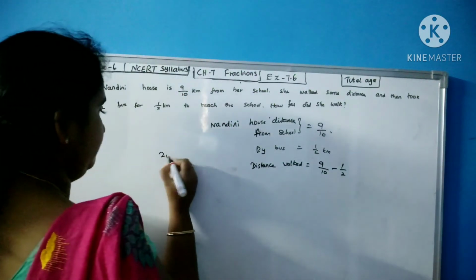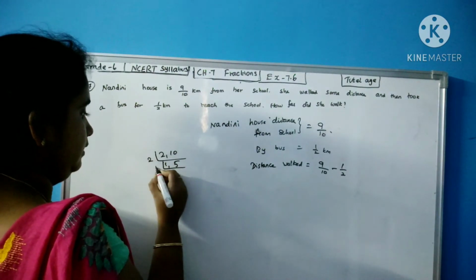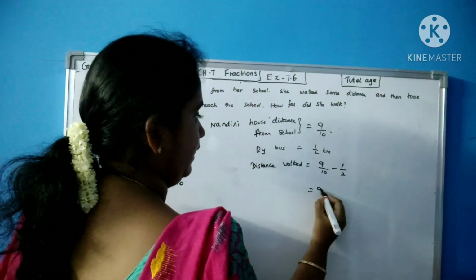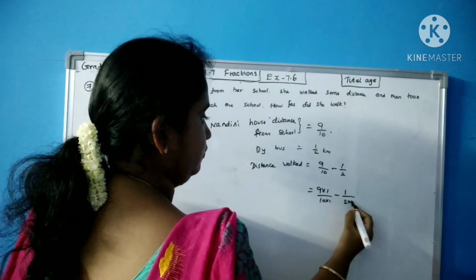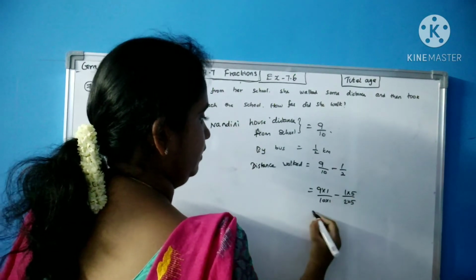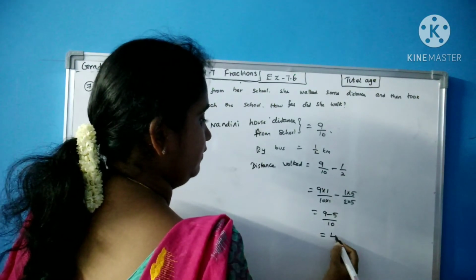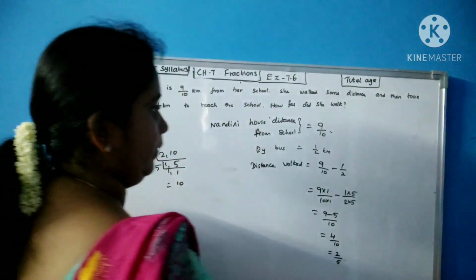If you take LCM for 2 and 10, 2, 1 to 2, 5 to 10, and 5, 1, 5. So LCM is 10. So 9 into 1 divided by 10 into 1 minus 1 into 5 by 2 into 5 gives you 10. So 9 minus 5 divided by 10. So that is 9 minus 5 is 4 by 10. That is nothing but 2 to 4, 5 to 10, 2 by 5.